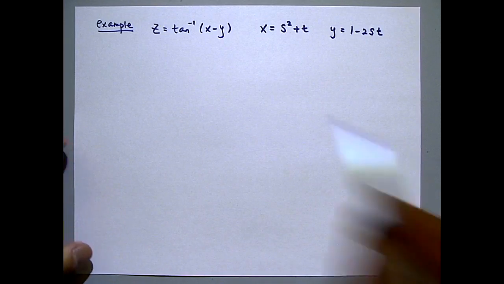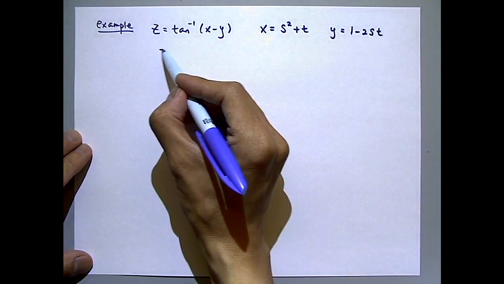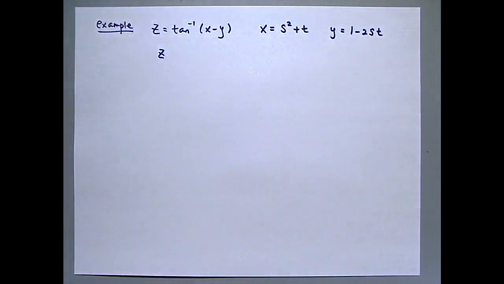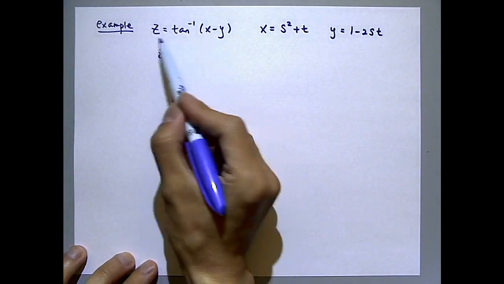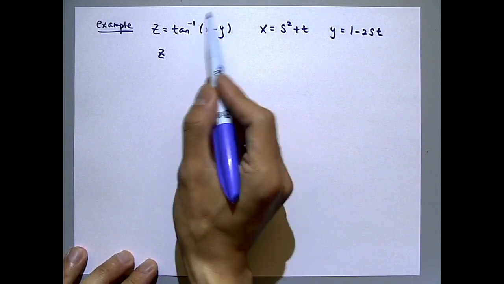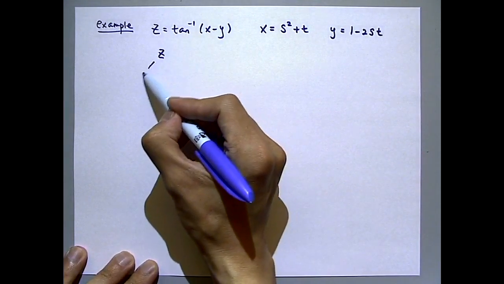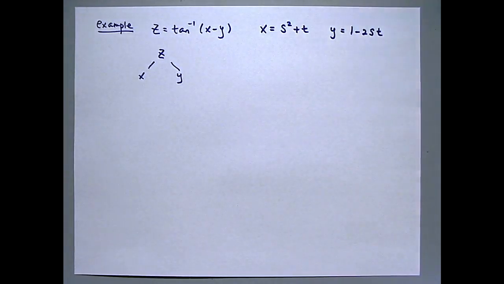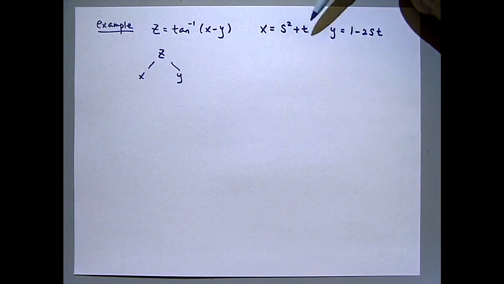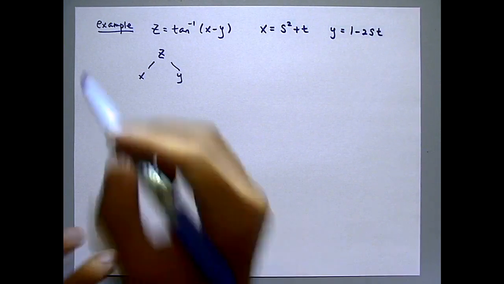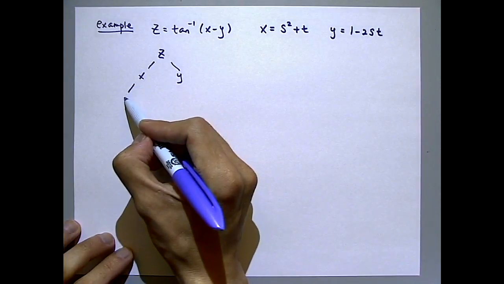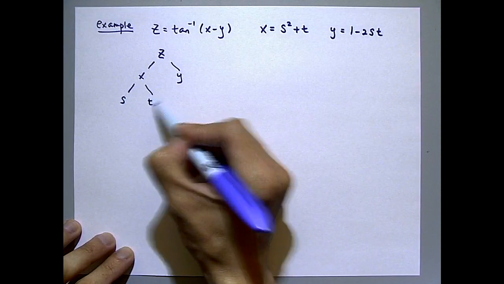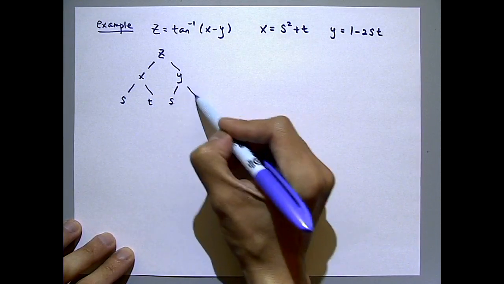Okay, let's draw our tree. Z is at the very top. Z is the result of all these other things. Look at the equation here. Z is immediately affected by x and y. We have a branch. Now let's look at how x and y are affected by other things. X and y are both affected by two more variables. So there's another split here, to s, to t, to s, and then goes to t.